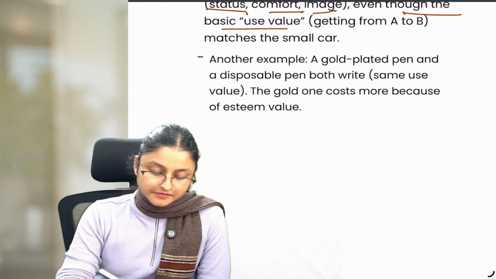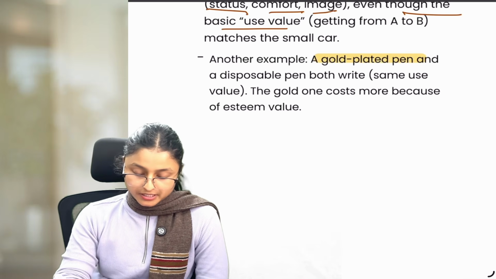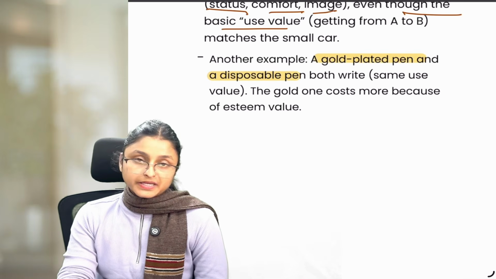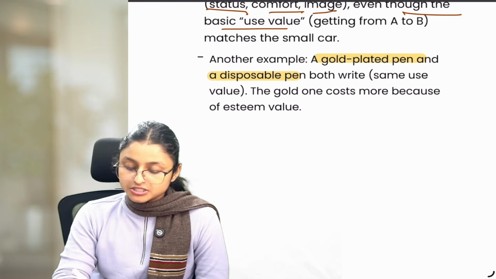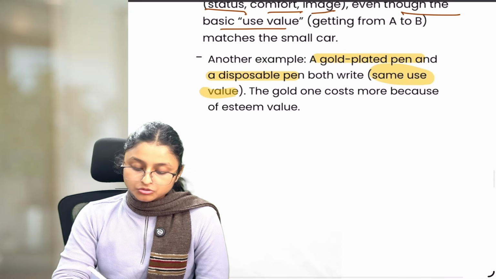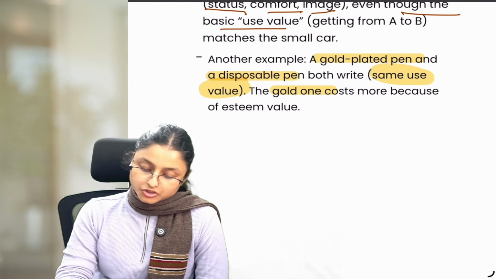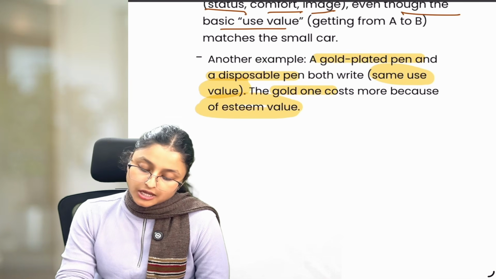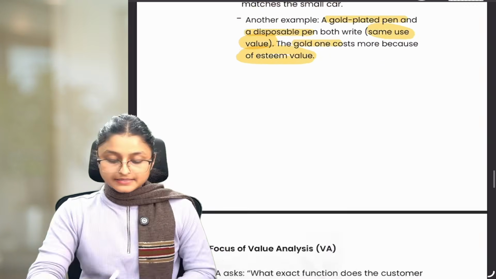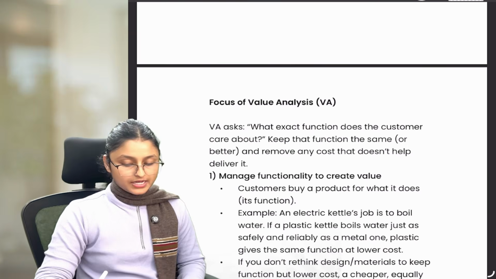One more example is given. You can see that a gold plated pen and a disposable pen, both are able to write. That means both perform their use function as it is same, but the gold one costs more because of esteem value. Done.